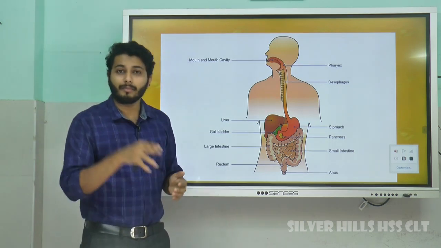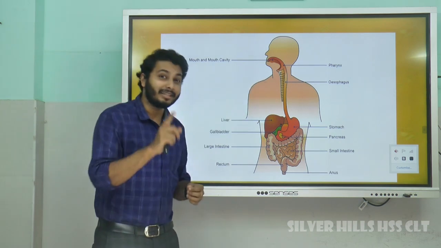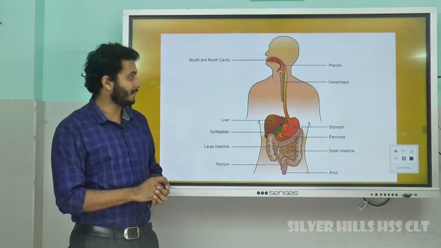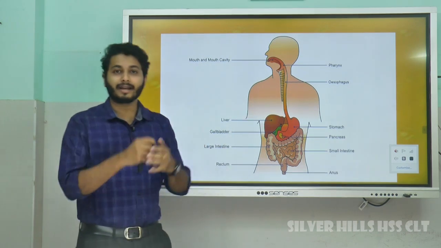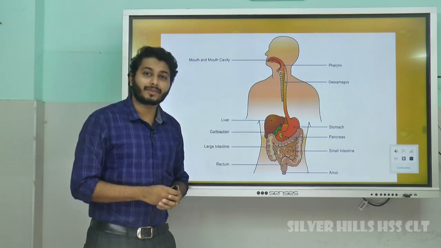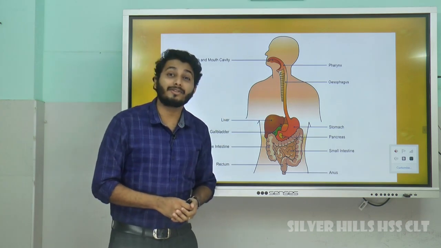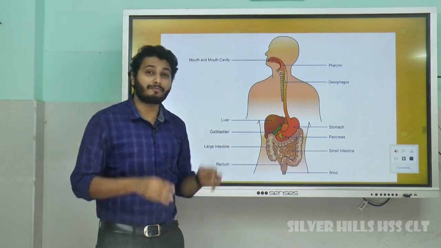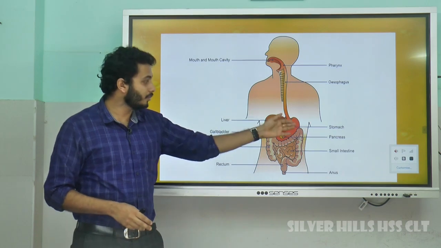Pharynx is the common passage for food and air. In pharynx there is a lid called epiglottis. Pharynx leads to esophagus. Esophagus is also called the food pipe. Esophagus leads to stomach. The total part is also called the alimentary canal, and stomach is the widest part of the alimentary canal. Okay, from esophagus the food moves to stomach.